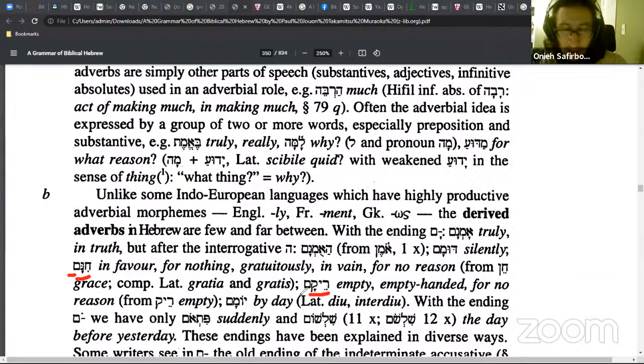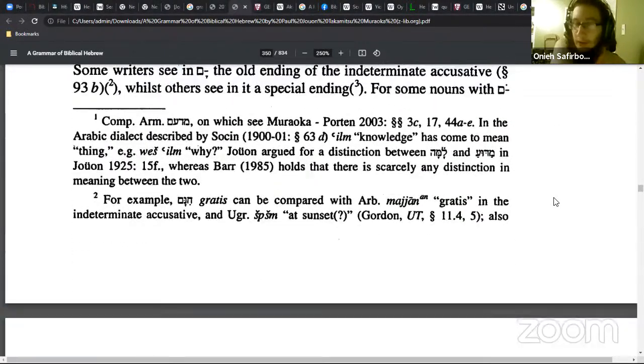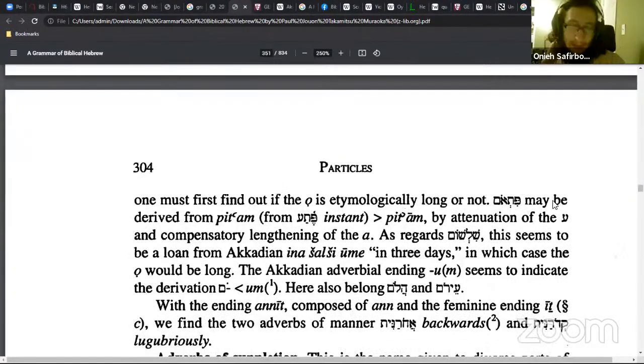Empty, and you add mem at the end, it becomes an adverb. By day, it basically becomes daily. So yom is day, and then you add mem at the end, that makes it daily. You have sudden, mem at the end. And there's plenty of other examples where mem is added at the end.